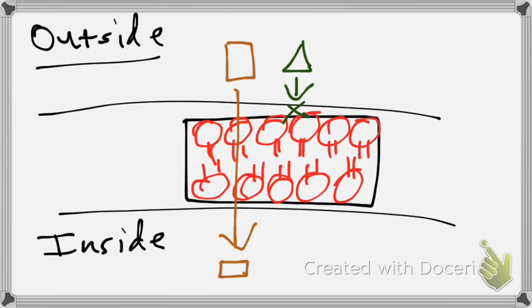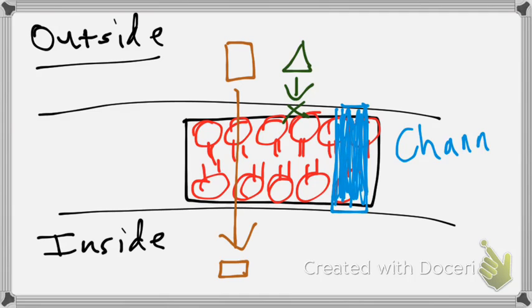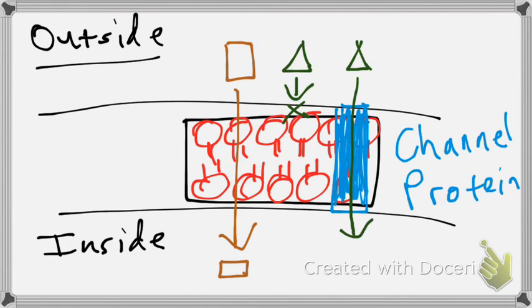But there is a way. There's something called a channel protein. So I'm going to shade in right here. This is called a channel protein. This time, if the triangle gets through, it is able to pass through the protein and get into the cell. And that's a process called facilitated diffusion, which we'll talk about on the back side of these notes.